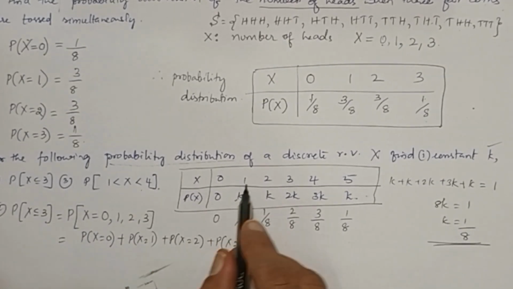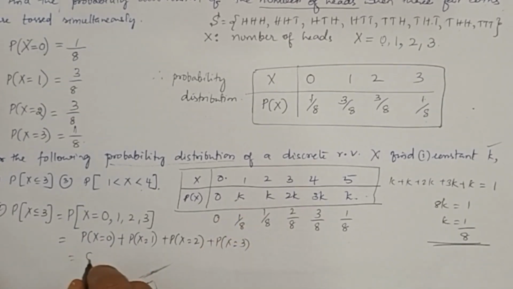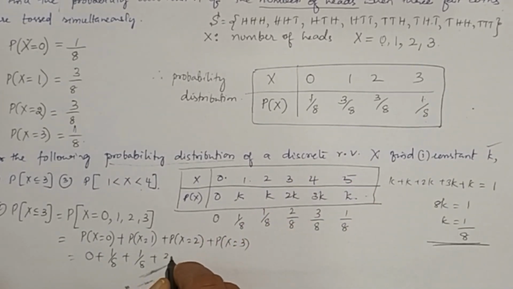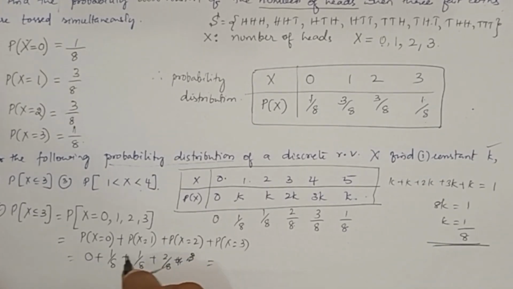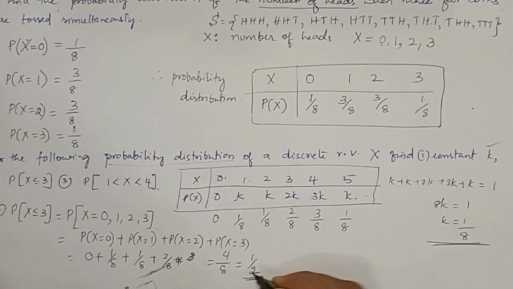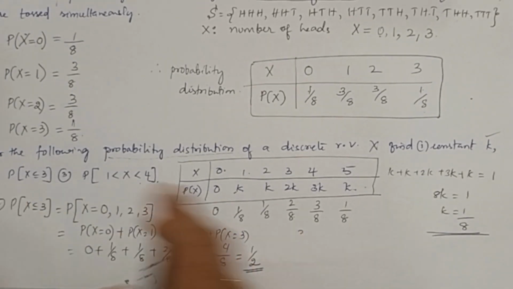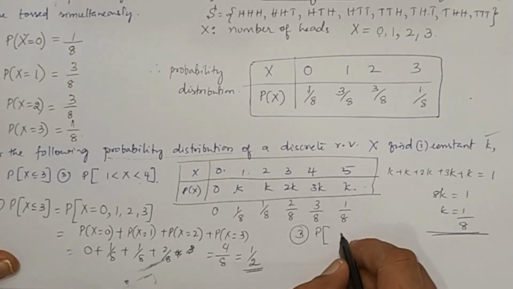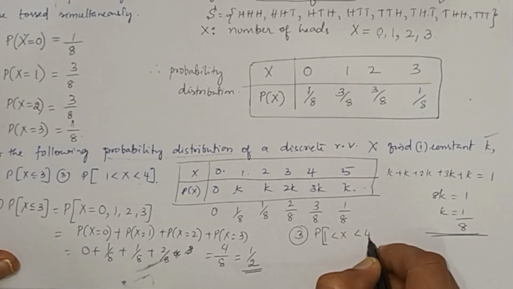What is probability at x equal to 0? 0. Plus at x equal to 1, 1 by 8. Plus at x equal to 2, 1 by 8 plus 2 by 8. Now add all these, which is equal to 4 by 8, that is 1 by 2. Now, second question done. Third one, P of x probability is in between 1 and 4.